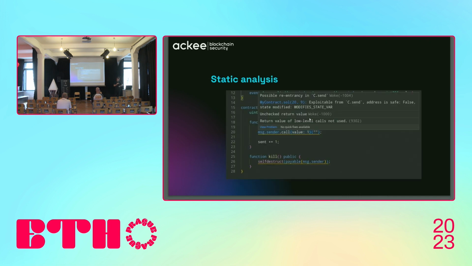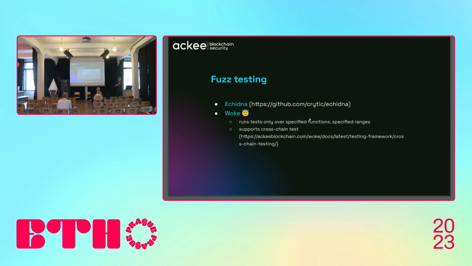Here is a screenshot of VS Code, if you can see that. When the developer, for example, creates a possible reentrancy, the testing framework opens a dialog and notifies the user that there is a possible reentrancy, so you don't have to run any CI, and you can see it right in your dev environment.